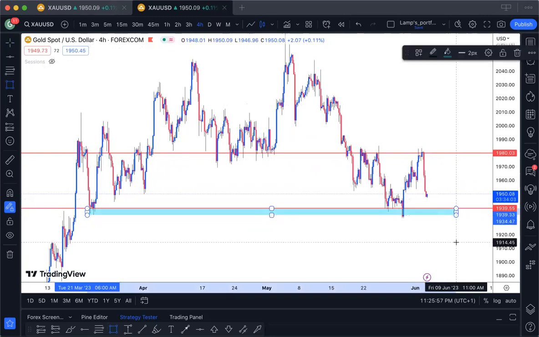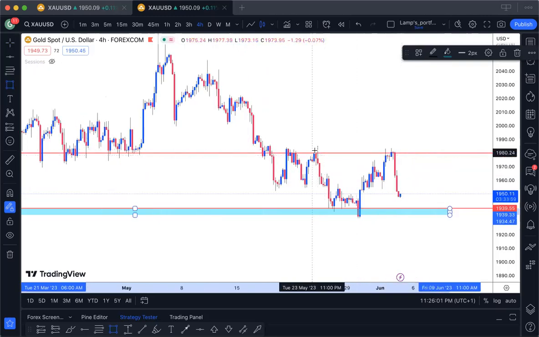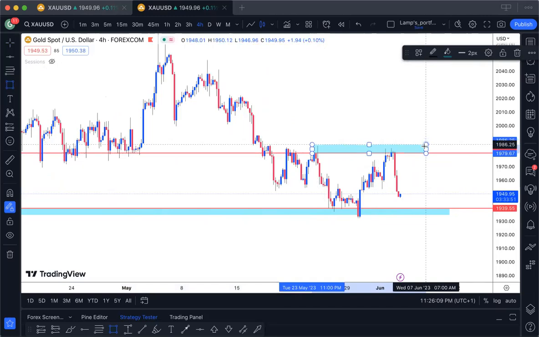Now, this major turn over the current market level, if I look here, I'll also mark this major level from the body to the wick.